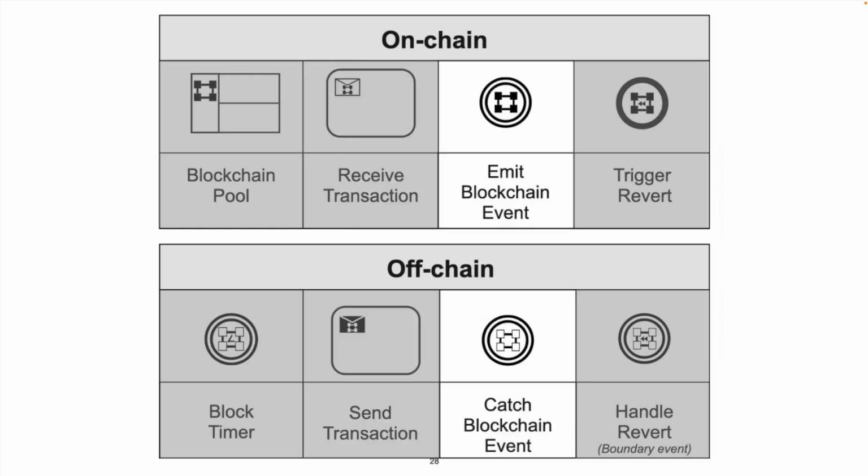So when the blockchain emits an event, how do we catch it outside the blockchain? We also have the trigger revert event: in the case of the blockchain transaction failing, how do we handle it from an off-chain perspective? And what happens within the blockchain pool, basically in the process flow? Finally, we have the block timer, and here we measure time through blocks, not the normal time that we know. We will see the usability of this later in the examples.